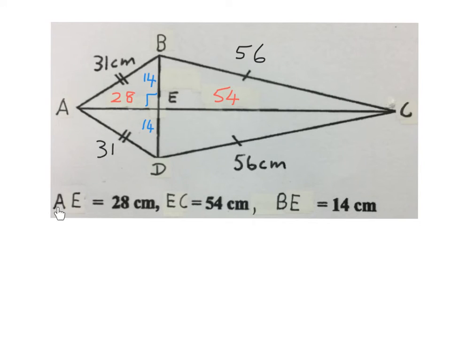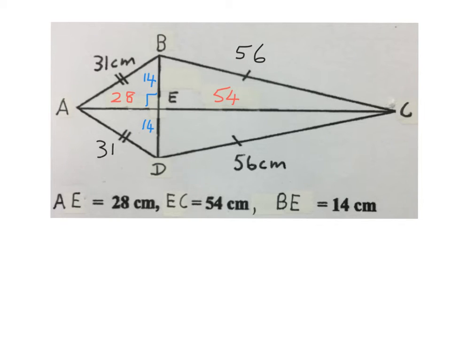They told us that AE is 28. I wrote it in there. There's A and there's E. EC is 54, there's E and there's C, so EC is 54, and BE is 14, from B to E is 14. And we know in a kite that this line and this line are equal because this one is bisecting him. So I fill in the 14.